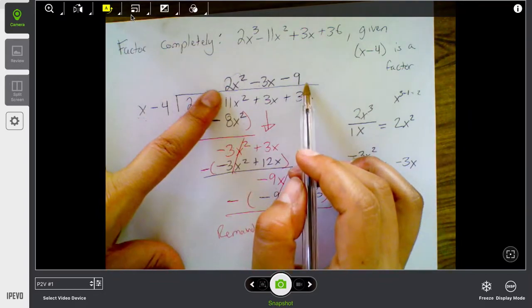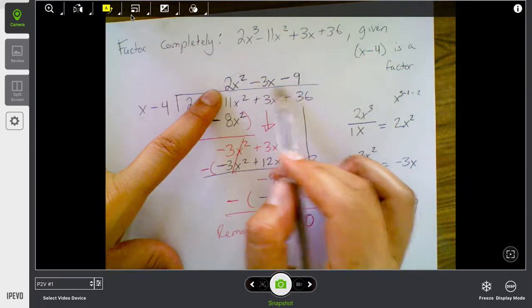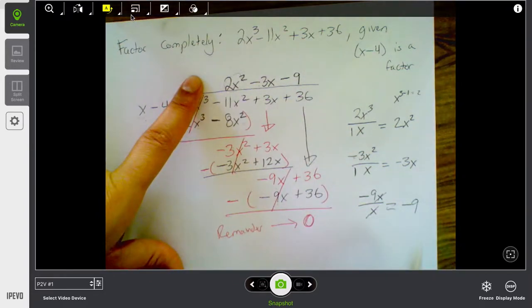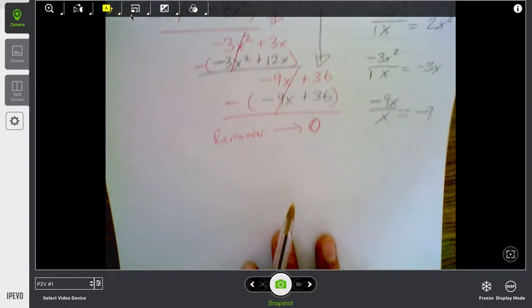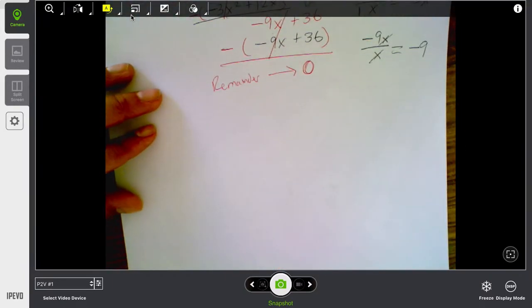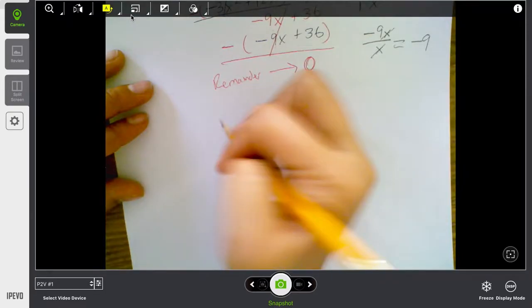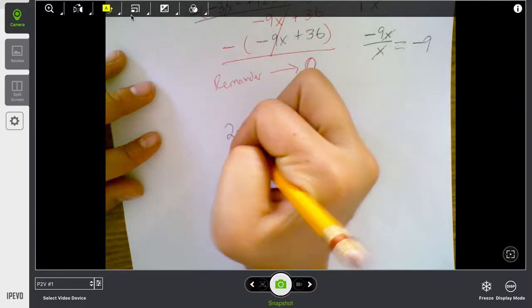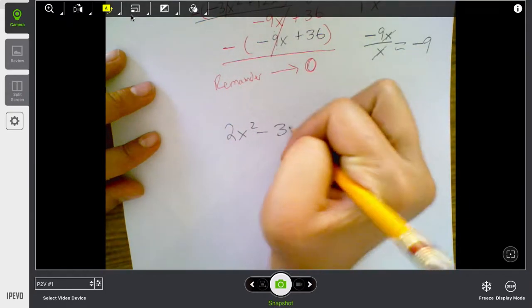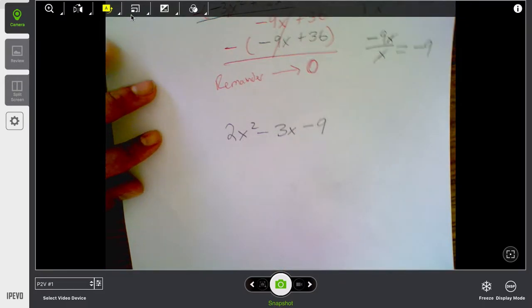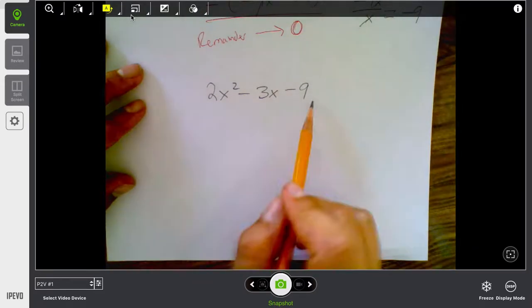Therefore, I can continue to factor this quotient that we came up with, and I'm going to go ahead and do that. So that's the first part. Now we're going to factor, which is part of the factoring completely that we are asked to do. I'm being asked to factor this.